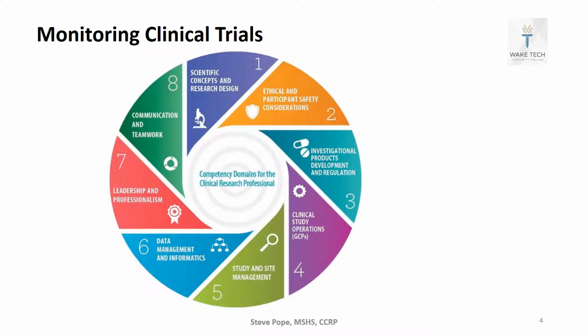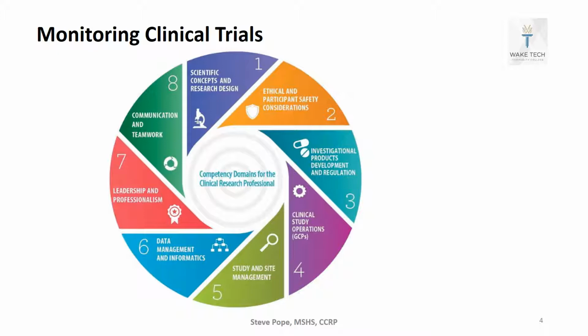This diagram that you see is one that you've probably seen before, and it comes from the Joint Task Force on Clinical Trial Competency, and it consists of these 8 domains that you see in front of you. This consortium was created by those involved in academic training programs and clinical research. There are also some other individuals involved in this task force. What they did is they came up with the major knowledge domains that every clinical research professional should have. If we go through these, number 1 is scientific concepts and research design.